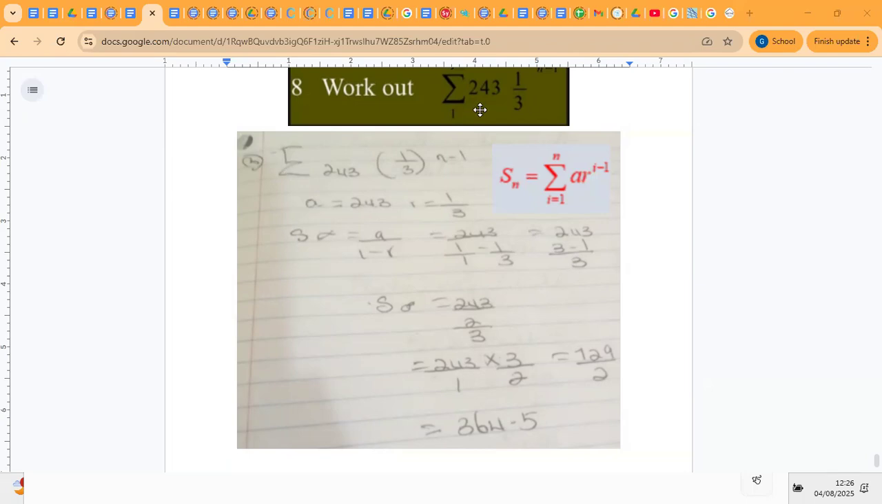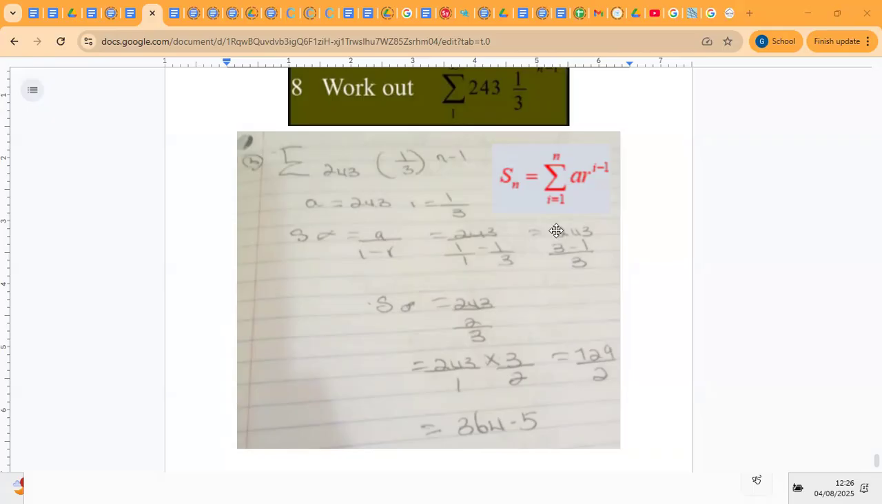Here the solution forgot to write 1 to infinity. All right. And A is 243, R is a third, and n is infinite. So it's a sum to infinity. So we just have to substitute 243 in the place of A. Here it is. A over 1 minus R. 243 over 1 minus a third.